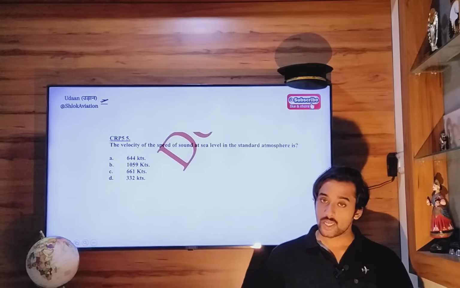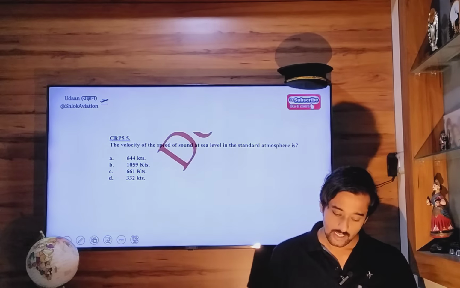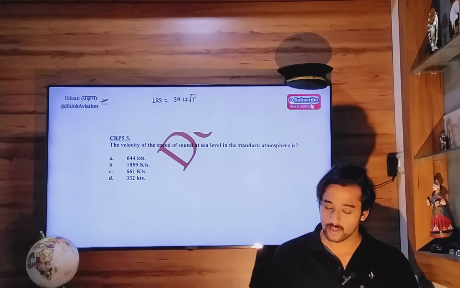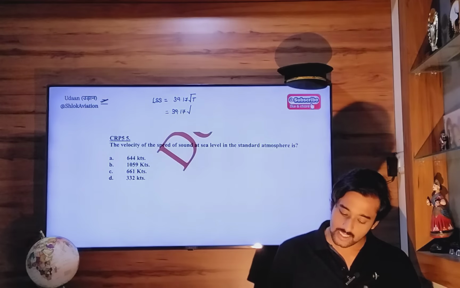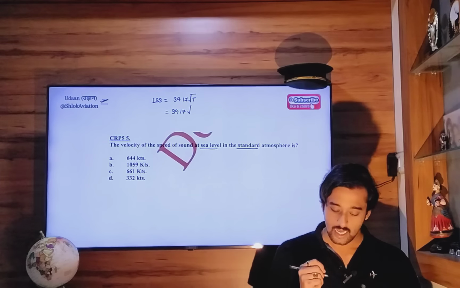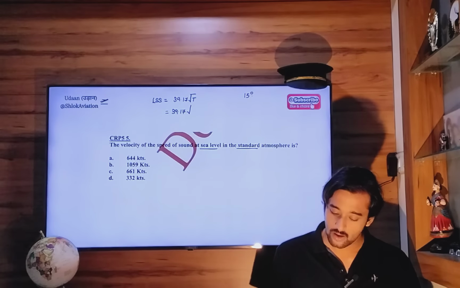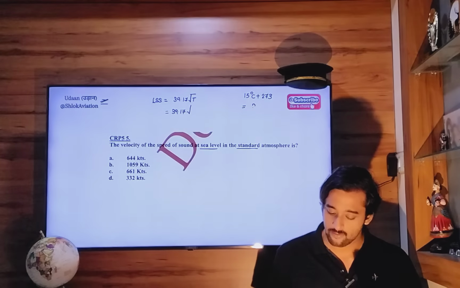Question 4. Velocity of the speed of sound at sea level in the standard atmosphere is what? The velocity of the speed of sound is 39.17 square root of temperature in Kelvin. At sea level, the ISA temperature is 15 degrees Celsius. So 15 degrees Celsius plus 273 is 288 Kelvin.